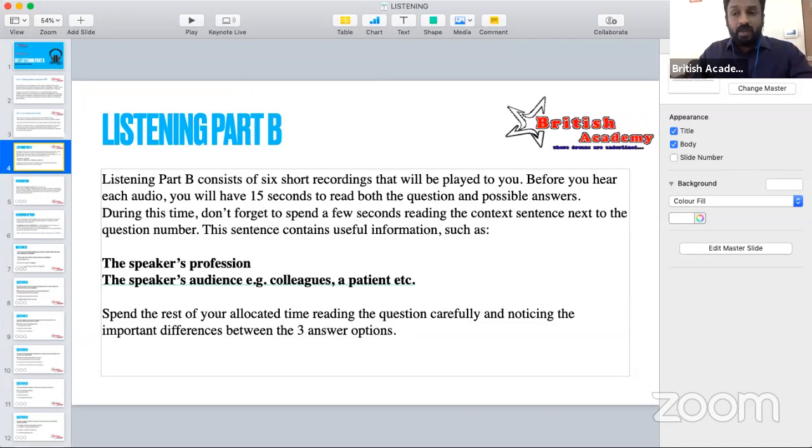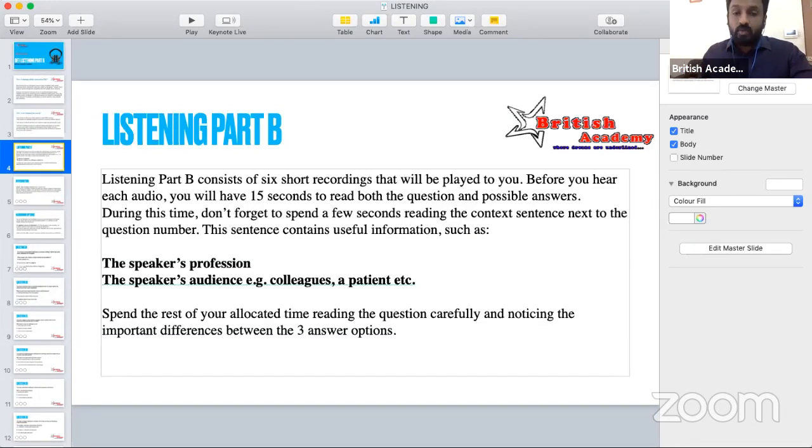But in listening, it's better you understand what the options are as well, so that when you are listening to the audio, you will be able to eliminate the option which has not been discussed. That is the best way you can do it for listening part B. That is called narrowing the options.